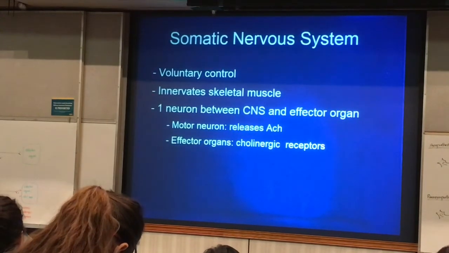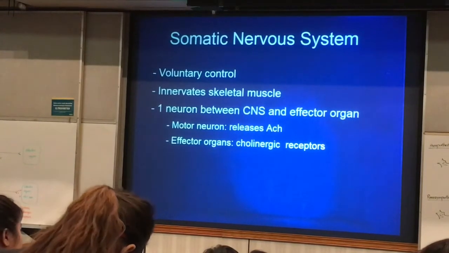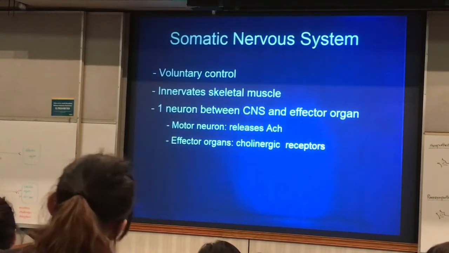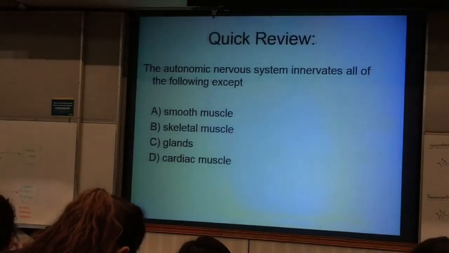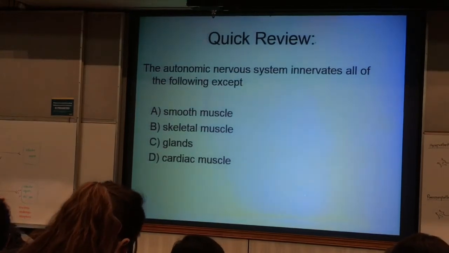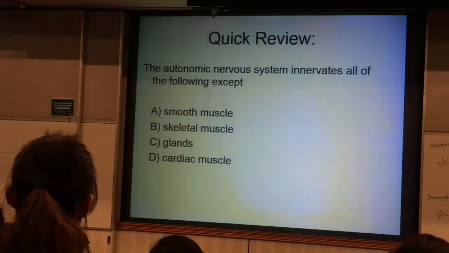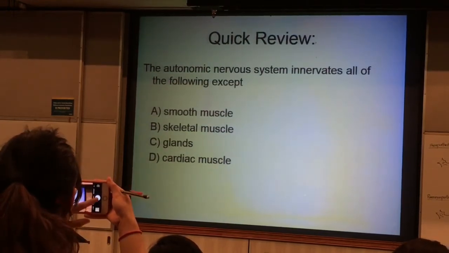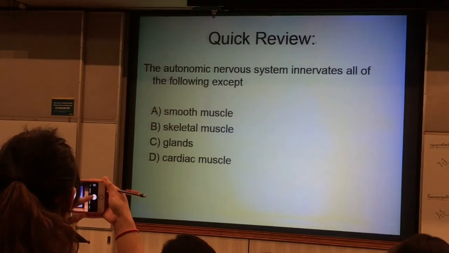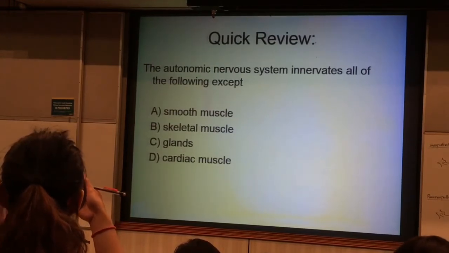Effector organ, skeletal muscle. I'm sorry, the green is horrible. Okay, let's go ahead and take a look at this. The autonomic nervous system innervates all of the following except. It should be pretty straightforward, guys. Autonomic does all the following except which one?